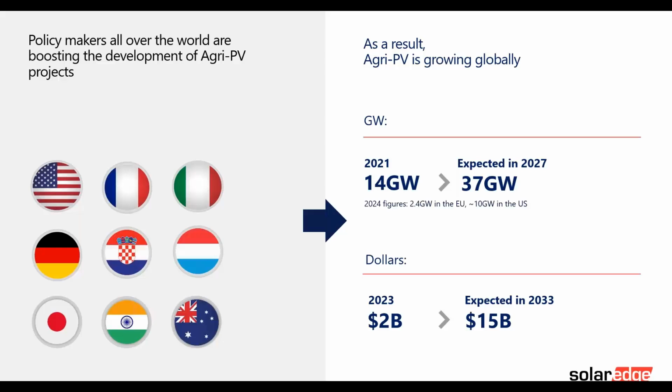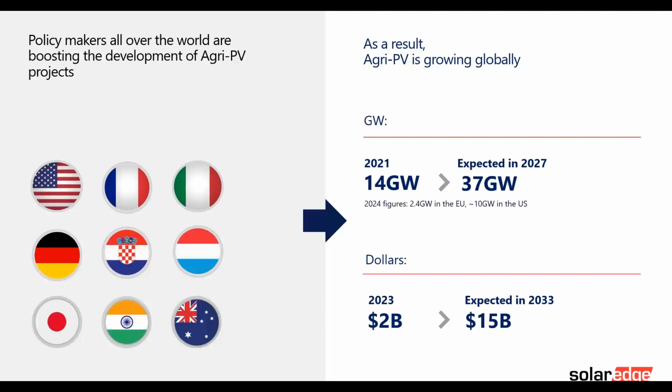On the right, we also see the growth. So we talk about 14 gigawatt in 2021. That was the last time that there was an official publication of the Agri PV capacity. The projected growth will be 37 gigawatt in 2027. I must say that recent figures show that these estimations are quite conservative. We see that currently in the EU, there are more than 200 Agri PV sites with 2.4 gigawatt capacity. And in the US, according to data published by NREL, there are more than 10 gigawatt in Agri PV projects.